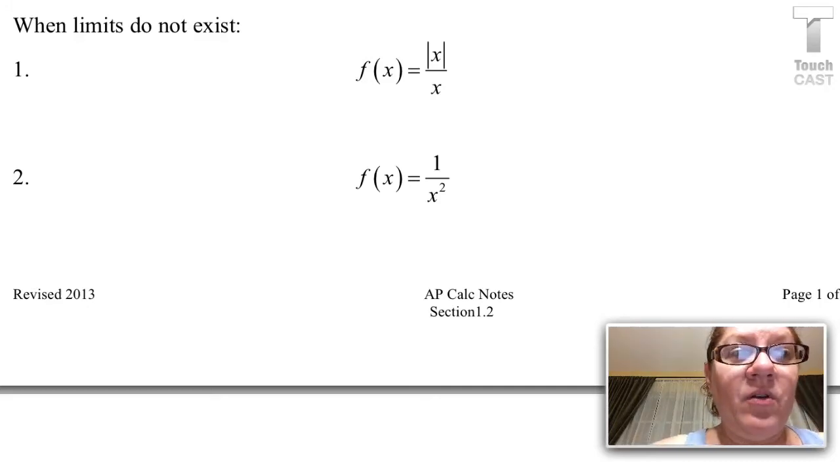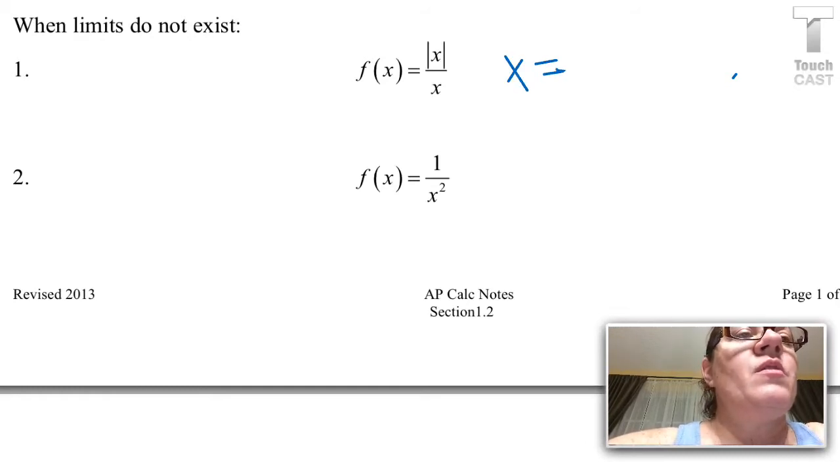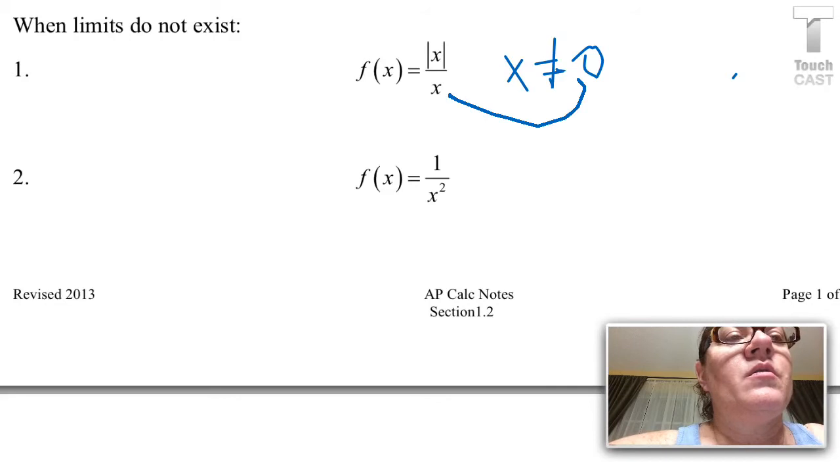I bet you didn't even notice that mistake that I said on the last problem, did you? X can't be 0 on this last problem, because if X is 0, we're going to jail. Okay, might want to go back and add that little note.